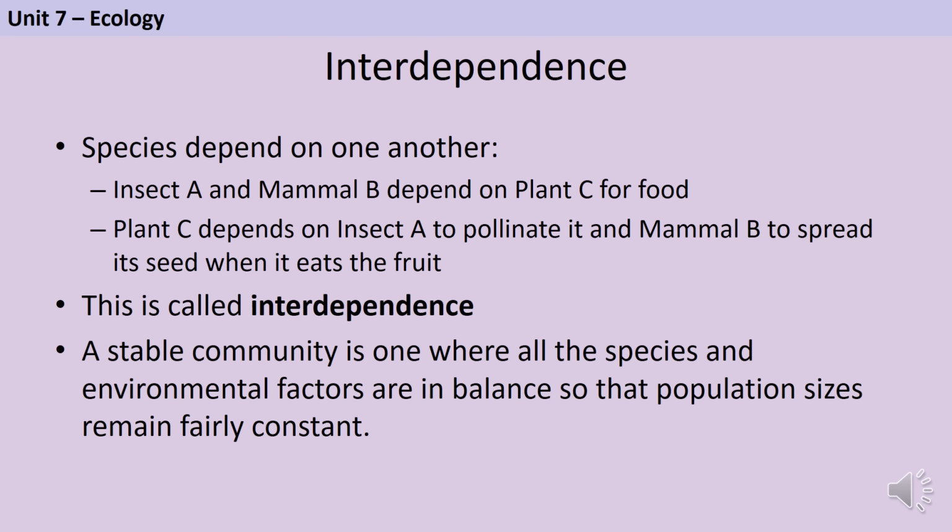When we talk about interdependence, we're talking about how species depend on one another for survival. So for instance, maybe insect A drinks the nectar of plant C as it's pollinating its flowers, and mammal B eats its fruit. And therefore plant C is dependent on insect A to pollinate it, and also mammal B to disperse its seeds, which are inside the fruit, after it's eaten them. This is called interdependence. And in a stable community, all of the species and the environmental factors are in balance so that the population sizes remain fairly constant from year to year.